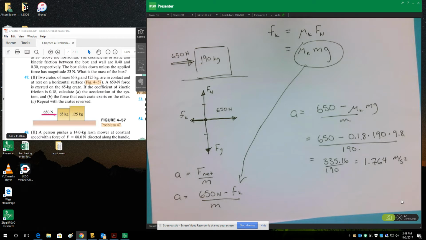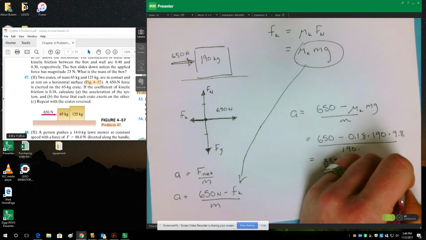Okay, it looks like the solution to problem 47 is marked in the solutions manual as number 48. The acceleration given by the solution is 1.7 meters per second squared, so we'll not worry about rounding errors. This is an acceptable solution for the acceleration.